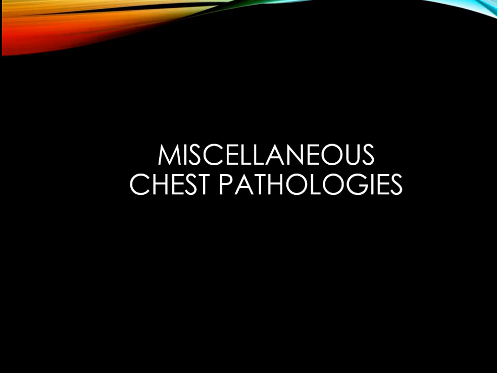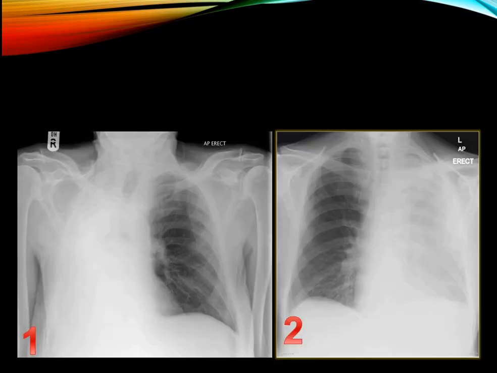Some miscellaneous chest pathologies. The chest X-ray number 1 and 2 showing whitening of the hemithorax. Whitening of the hemithorax means that one of the lungs is completely obliterated by homogeneous opacity. Whenever we are seeing this whitening of the hemithorax, the next thing to check is the position of the mediastinum.